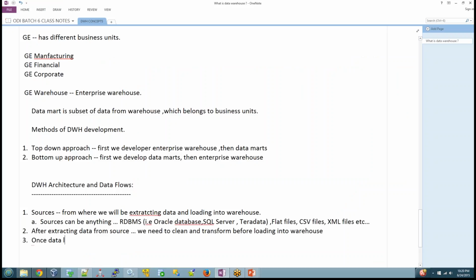So once data is loaded into the warehouse, the warehouse is nothing but a table. The warehouse is nothing but the target database. When the data is loaded into the warehouse, the reporting team, OLAP, in the sense of online analytical processing team, generates multiple reports as per requirement.